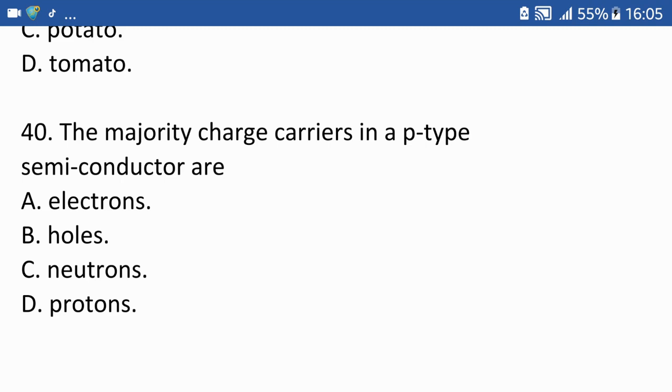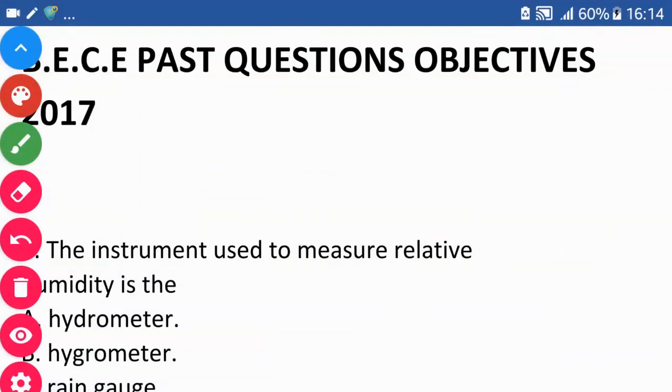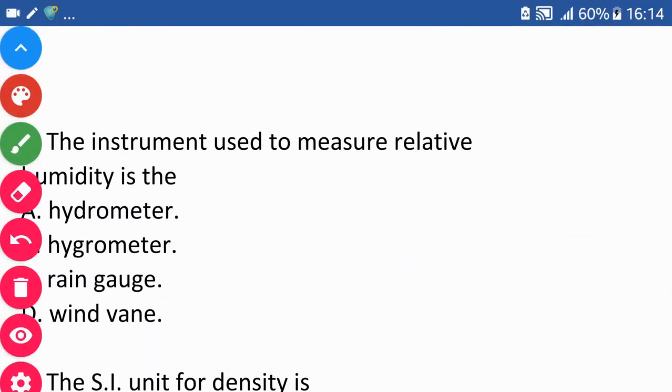So we are done with the questions. We are going to answer the questions, so just get ready to mark and assess what you have done so far. So here are the answers. The instrument used to measure relative humidity is the hydrometer. That's A, hydrometer.